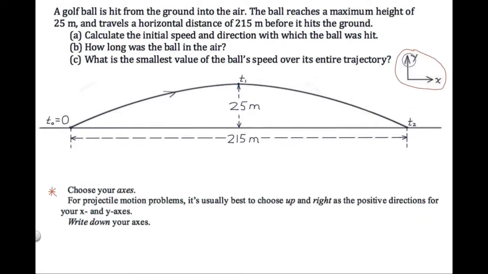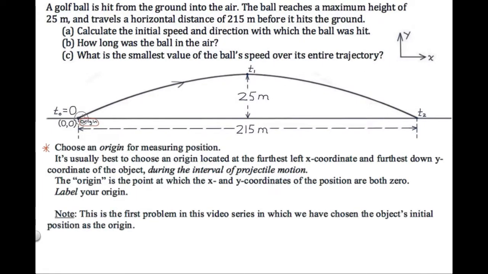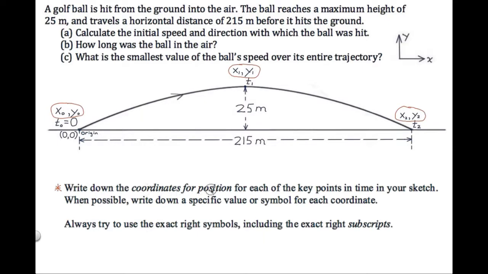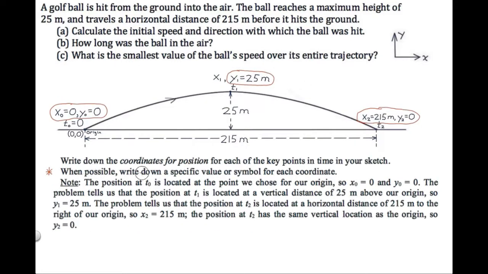Let's choose up and right as our axes for this problem. This location is the furthest left position of the ball during the interval of projectile motion and the furthest down position of the ball during the interval of projectile motion. So let's choose this position as the origin. Write down the coordinates for position for each of the key points in time in your sketch, like so. When possible, write down a specific value for each coordinate, like so.